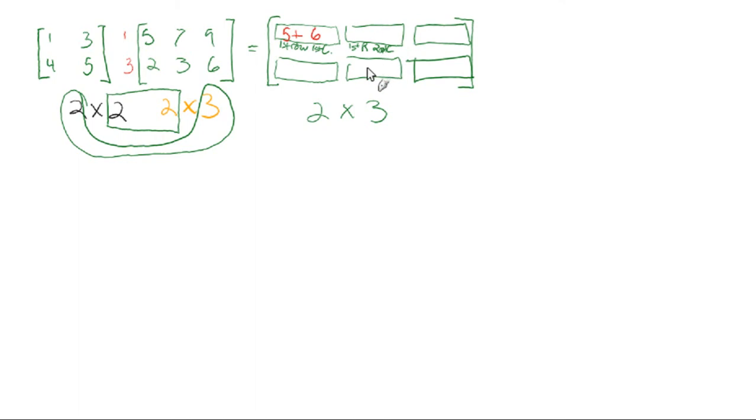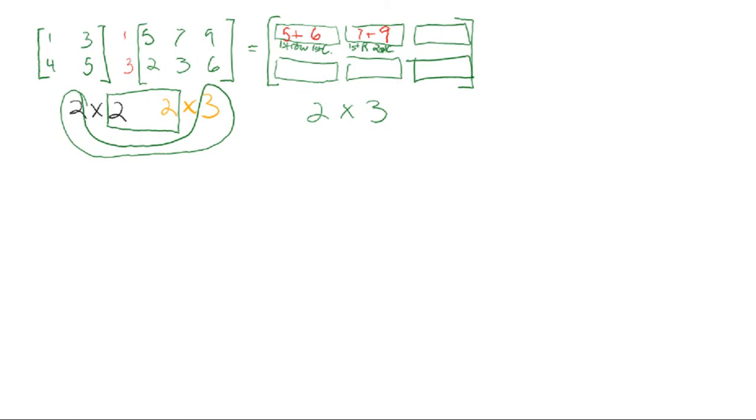Second column. First row, second column. We're going to take the first row, just like we did here. We're going to rotate it, just like we already have written, and multiply it by the second column. First row times second column. So that's 1 times 7 is 7, plus 3 times 3, that's 9.